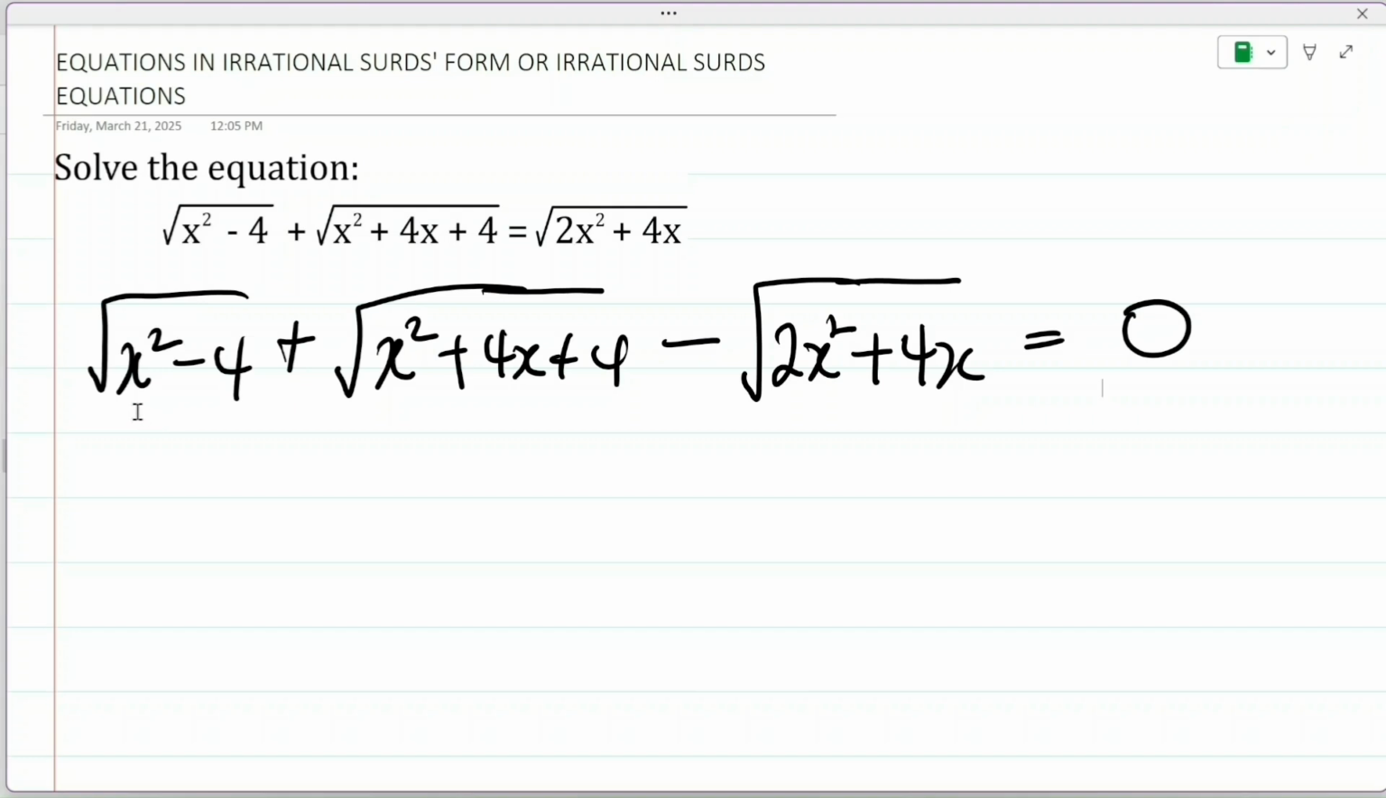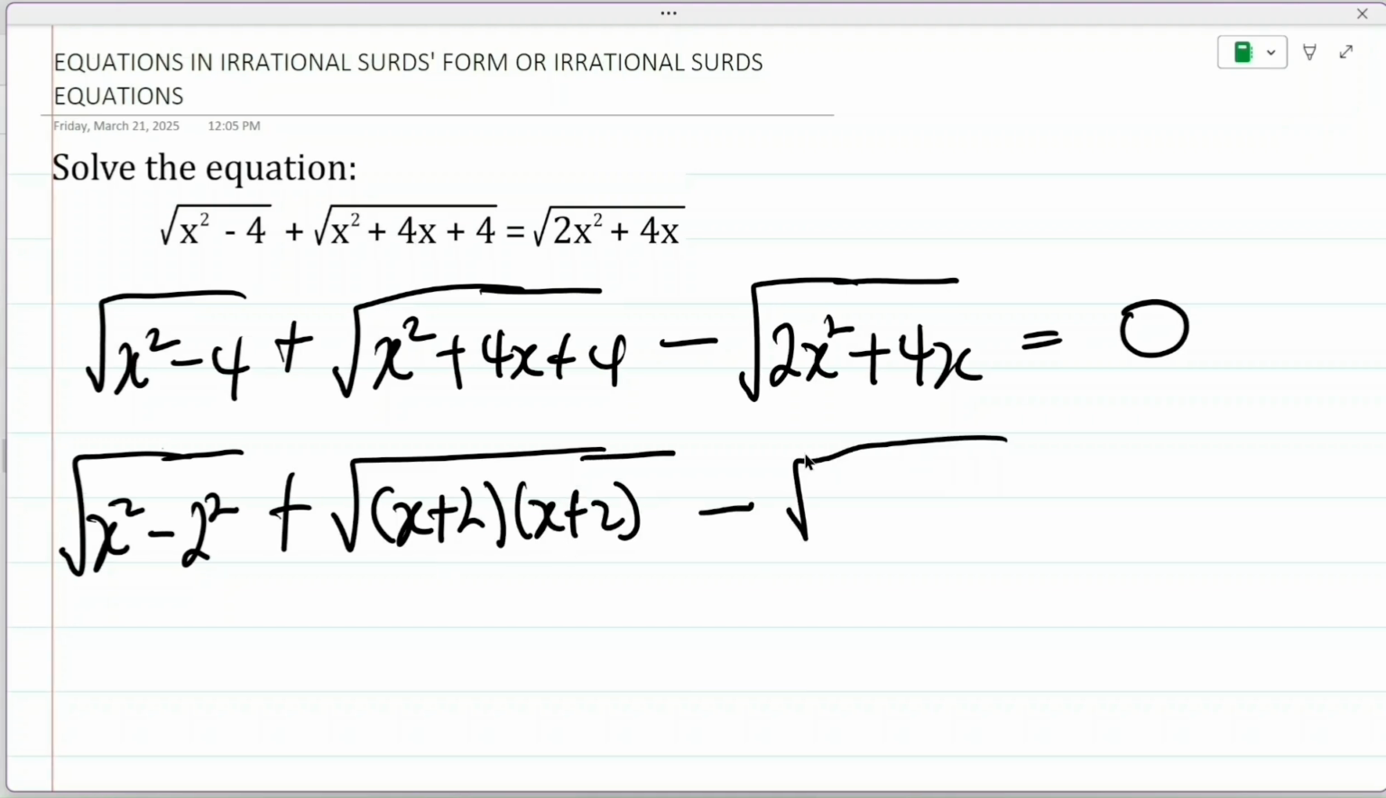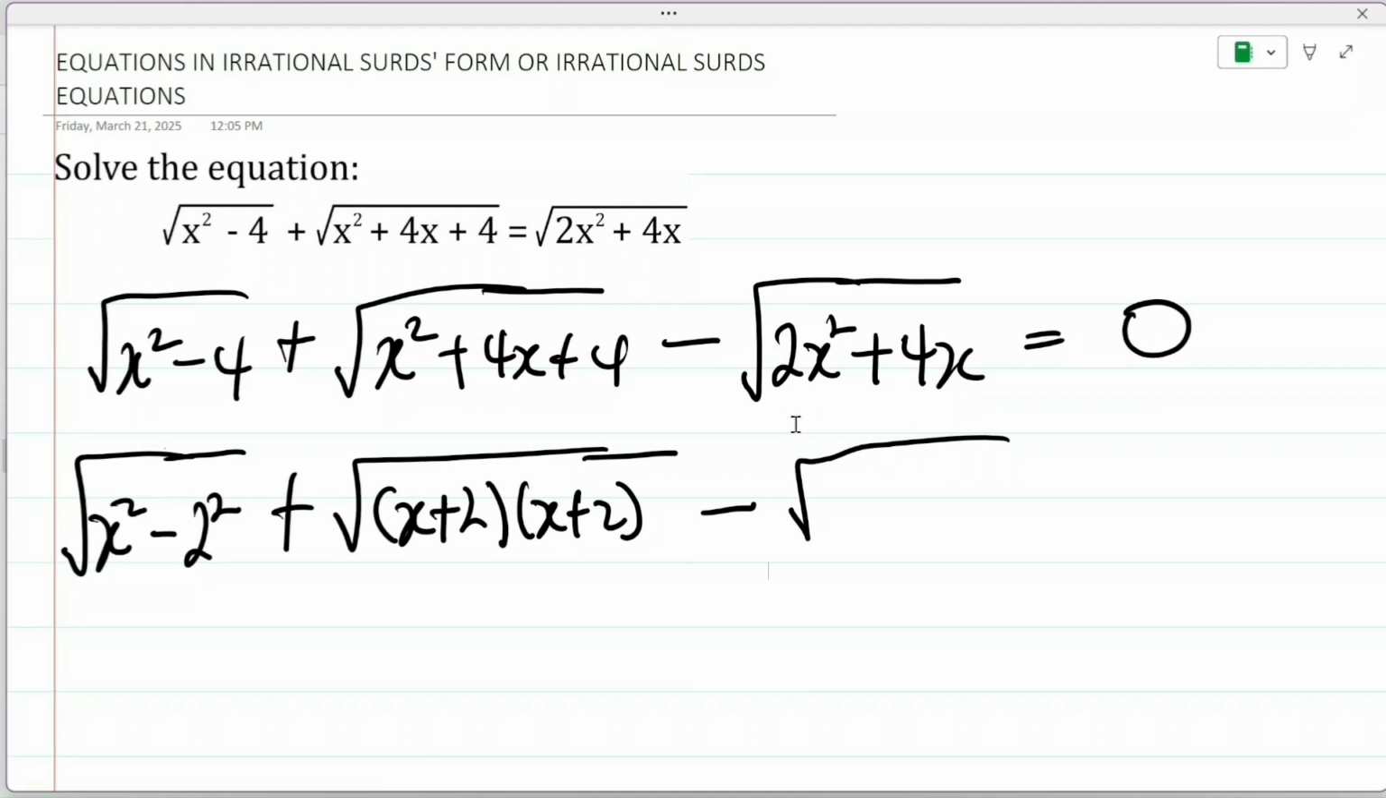Now what you do at this point is you factorize under the roots, each of them. If you're very good, you will know that this is a difference of two squares. Like saying square root of x squared minus 2 to the power of 2, since 4 is 2 to the power of 2. Then plus square root of, at this point you should be fast at factorizing, x plus 2 in one bracket, x plus 2 in the second bracket. Then minus square root of, you factorize this, you have 2 common in both of them, and you also have x in them. So you have 2x as the highest common factor in 2x squared plus 4x.